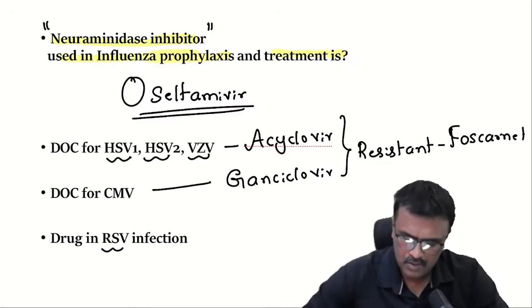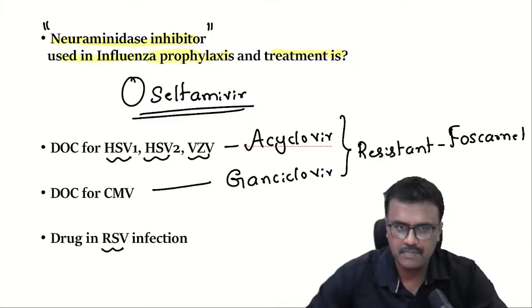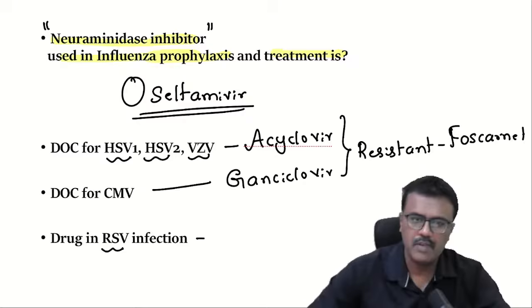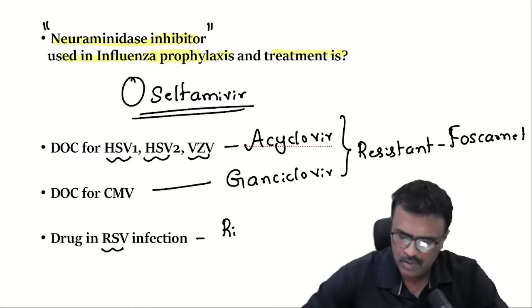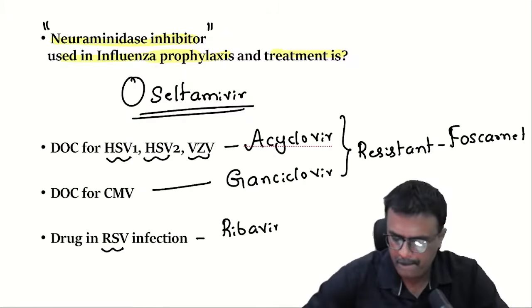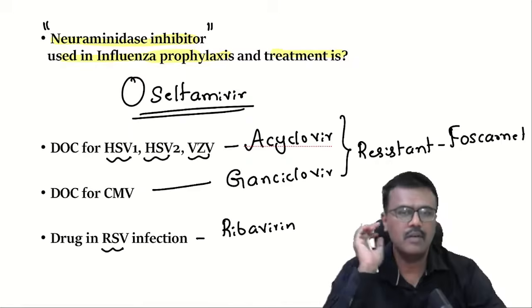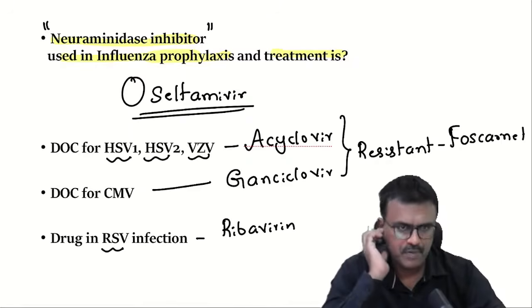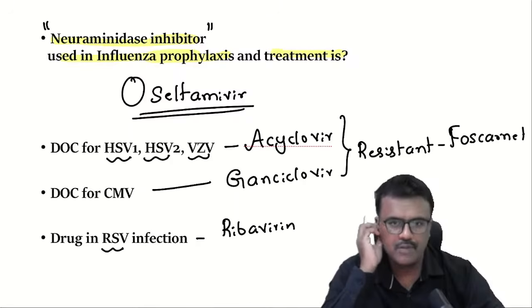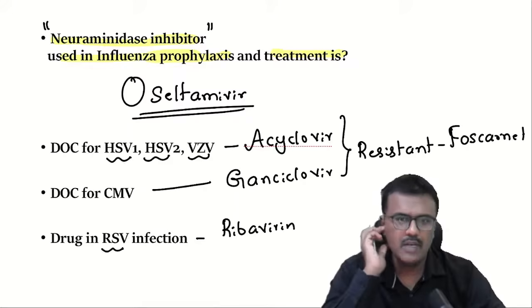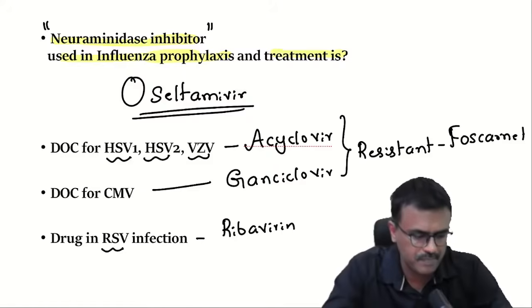Then what is the drug used in RSV infection? In RSV infection, earlier we used to give ribavirin. For prophylaxis, we use a drug by the name palivizumab. RSV, they don't ask you here, they will ask you in INI-SET pattern exams.